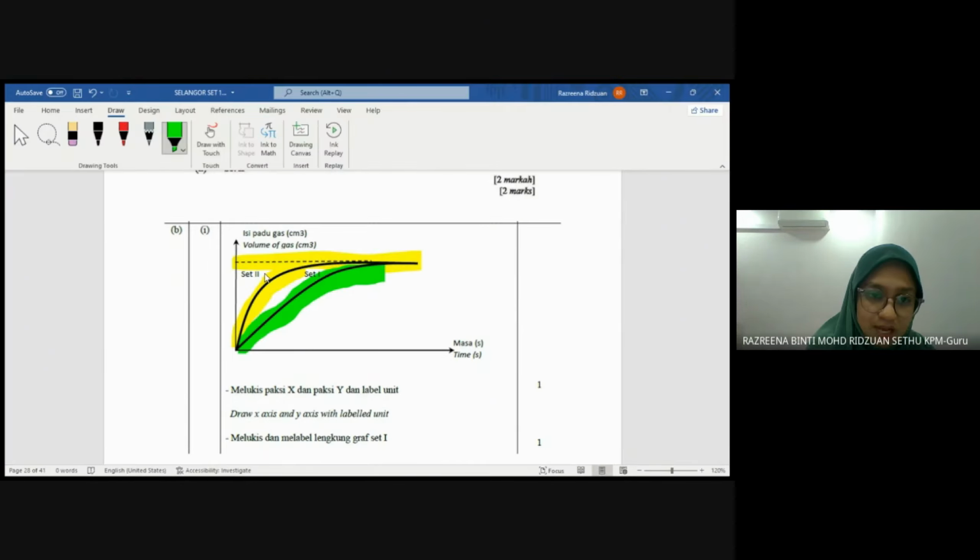So draw the axes. Make sure you label the y-axis volume of gas and the x-axis time, and make sure you label set 1 and set 2. This one must be done, if not, you don't know which one is which.